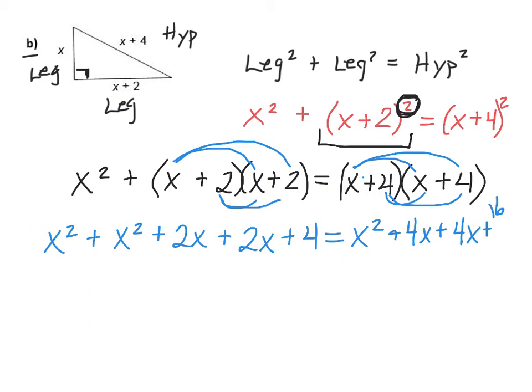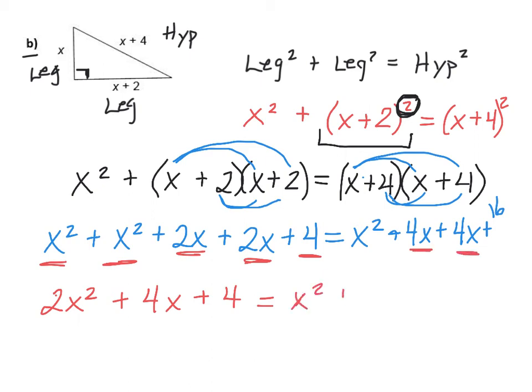Okay, after that, let's try to combine any like terms I can. So we have x squared and x squared I can put together on this side. So 2x squared. I have 2x and 2x I can put together on this side. So 4x and just 4. On the right hand side, it looks like I can combine my 4x's. So I just have 1x squared. I'm going to have plus 8x, and now I have room for that 16.